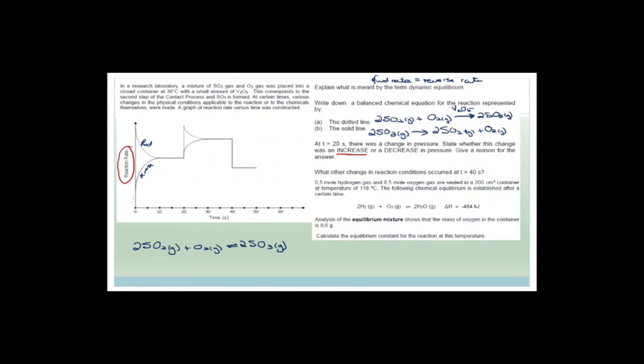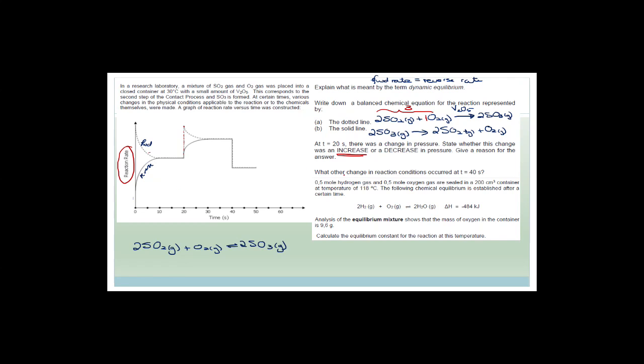How many moles on the left hand side? Do you agree that the forward reaction has been favored? It's got a huge spike with the forward reaction, so the forward reaction is favored. And if you look over here, do you agree we've got 2 plus 1 is 3 moles on this side and 2 moles on this side? So do you agree that the forward reaction would be favored with an increase in pressure because there are fewer moles on the product side? So again, it's an increase.